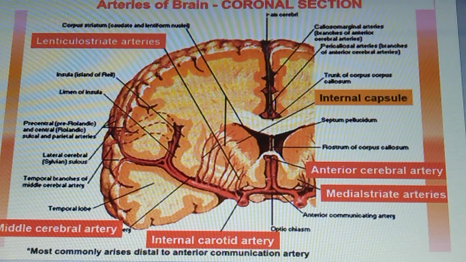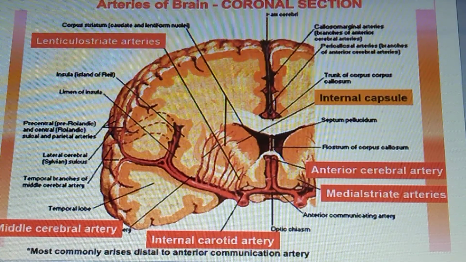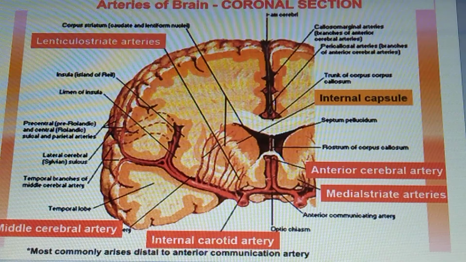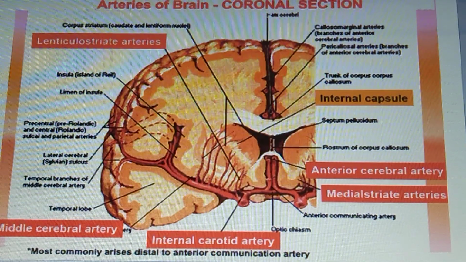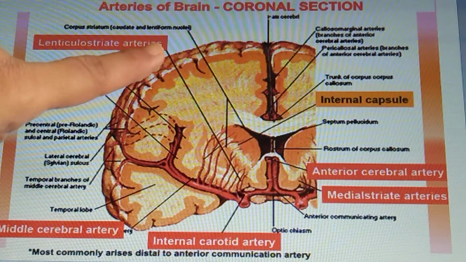Second is the anterolateral group. These are again in 2 groups. The largest branch is called the lenticulostriate or the Charcot's artery. Here you can see the lenticulostriate.